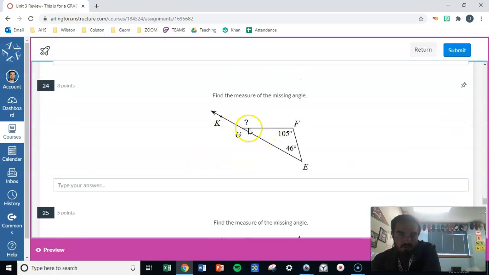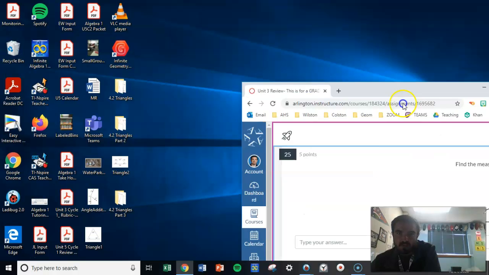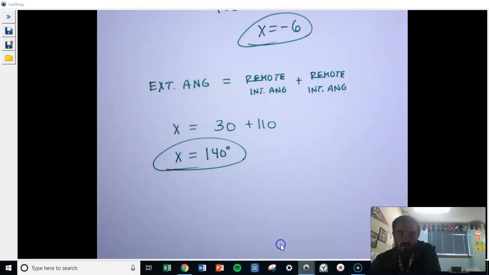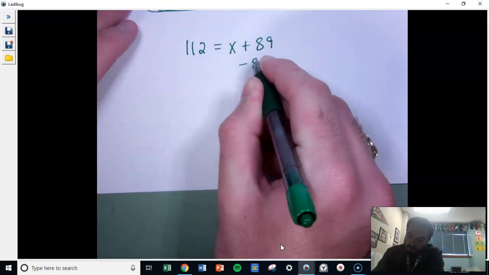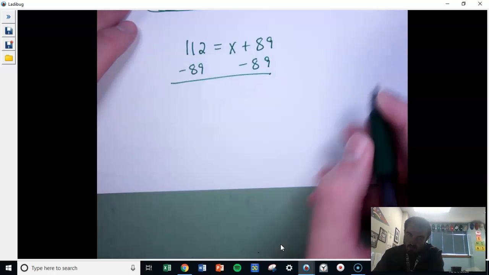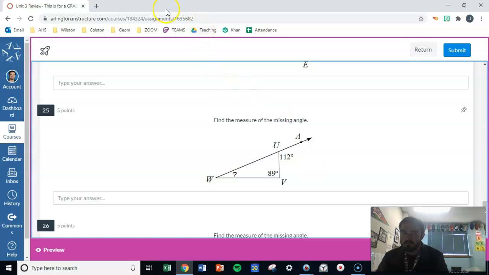Here, our exterior angle is still a question mark, so we would do x equals 105 plus 46. No big deal. Now here it gets a little bit different because our exterior angle, we know what it is, but no big deal. We would do 112 equals x plus 89 because those are our two remote interior angles. So let me show you what that would look like. If we had 112 equals x plus 89, we would just subtract 89 on both sides, and we would get 112 minus 89. Let me see what that would be.